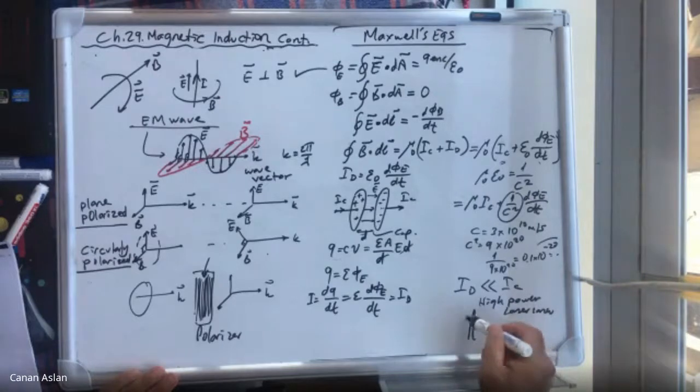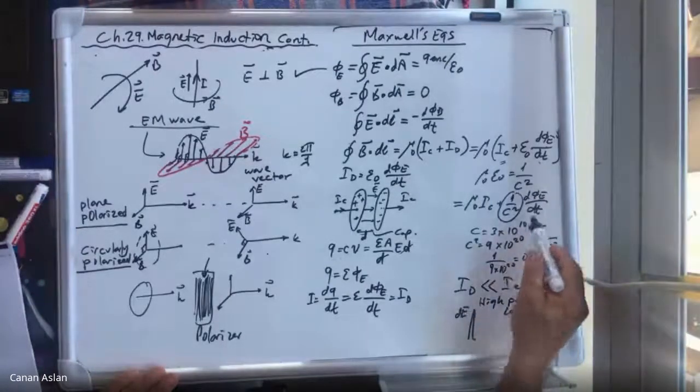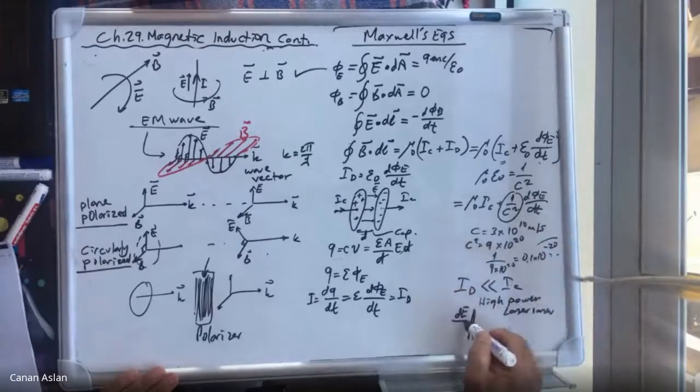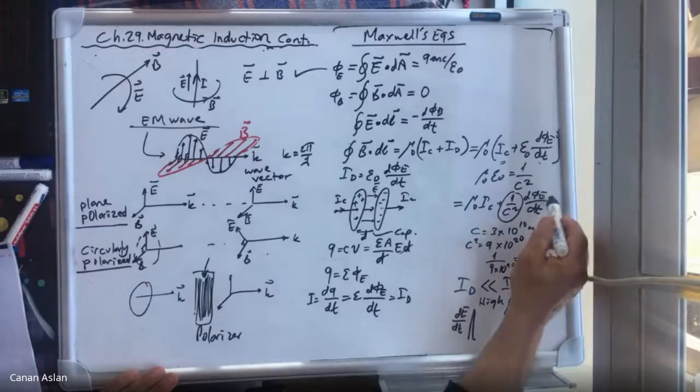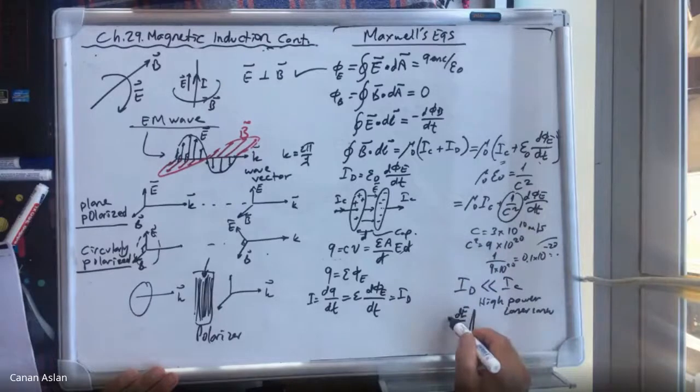See, the electric field: dΦ over dt is related to dE over dt inside, right? Because it is related to the electric field times the area. So this is just dΦ_E over dt, which is given by the area times the change of the electric field over dt.